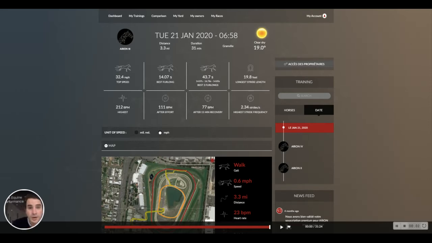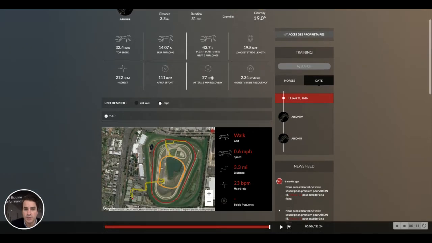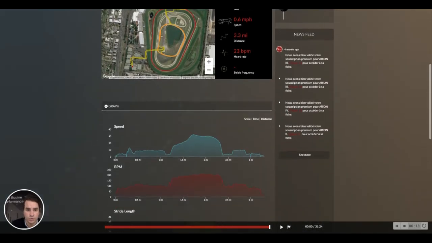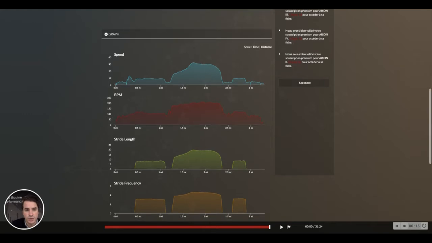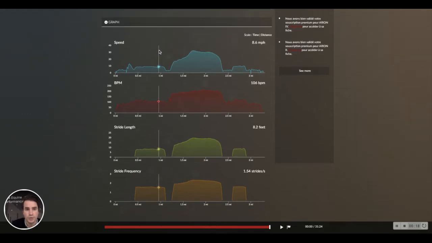Hi everyone, in this video I'm going to explain how to interpret the heart rate curve monitored by Equimetre in our analytic platform. So this is the training page, so we are going straight to the graphic. So here, as you can see, we have four graphics representing the training: speed, heart rate, stride length, and stride frequency. Those two are only during trotting and gallop.